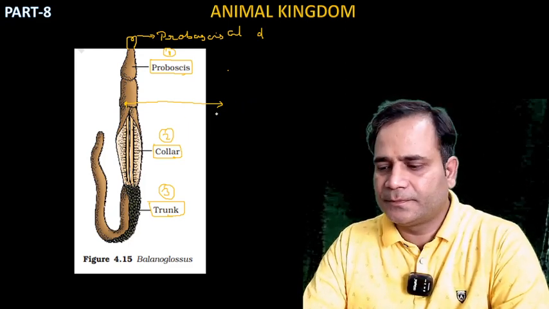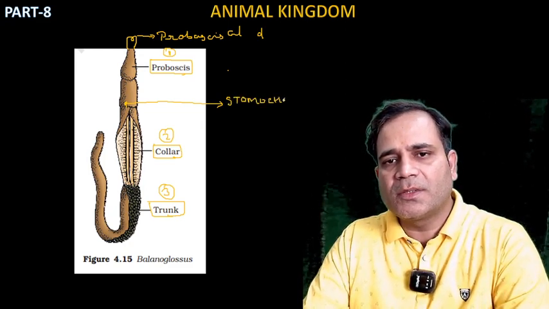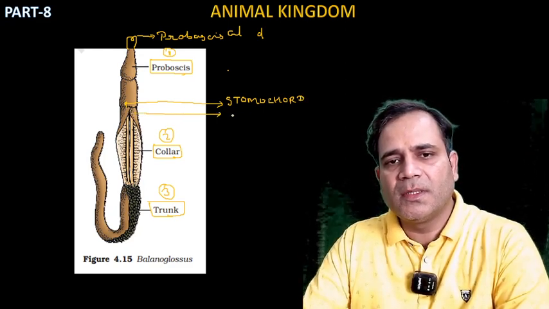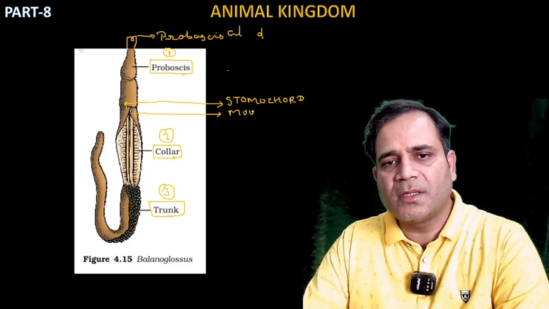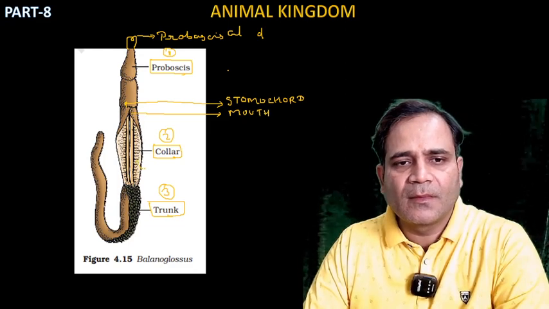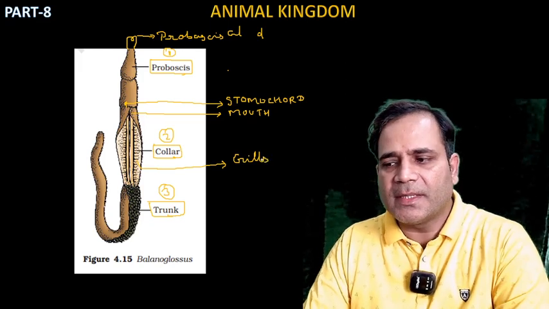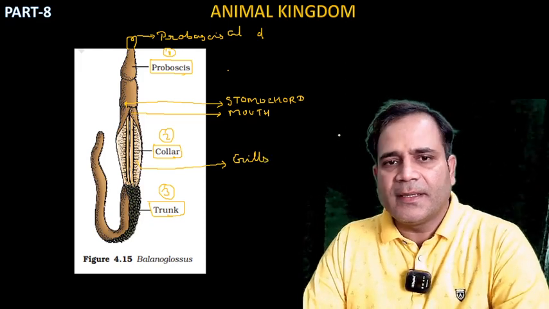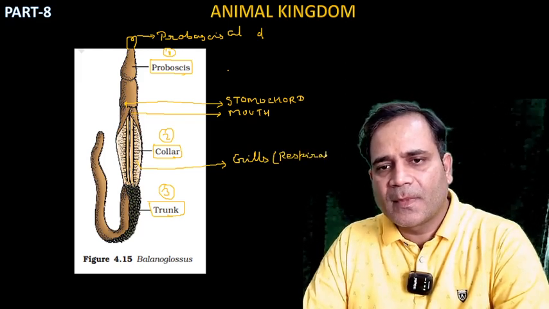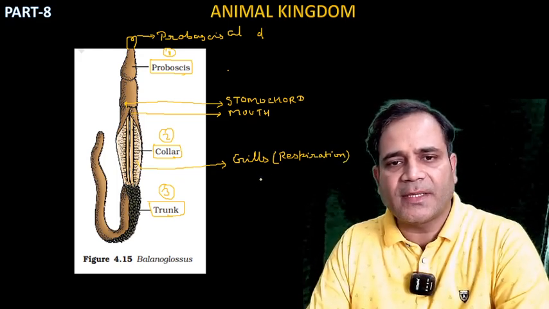See, this one is a stomochord. And this one is the mouth, just beside the stomochord. Now this one is what? Gills, in the collar region. This one is gills, and these gills help in what? Respiration, my dear.